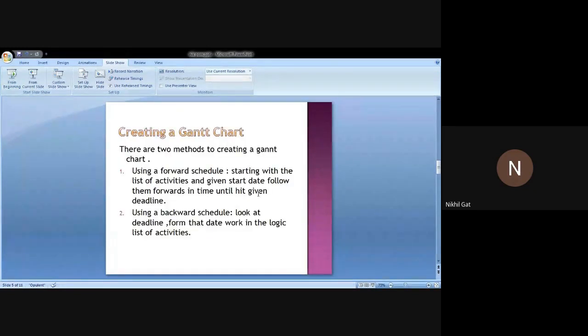Creating a Gantt chart. There are two methods of creating a Gantt chart. Using forward scheduling, you start with the list of activities and a given start date, and follow them forward in time until the deadline. Using backward scheduling, you look at the deadline and work backward, using the logic and list of activities.